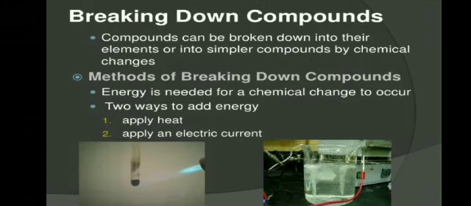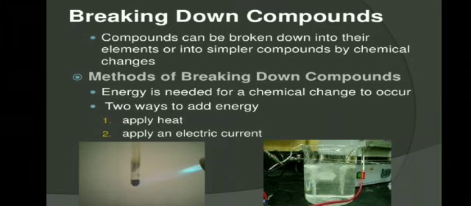So, breaking down of compounds. Compounds can be broken down into their elements or into simpler compounds by chemical changes. So a compound cannot be broken down by any physical means. We cannot separate table salt into sodium and chlorine again by physical means, but it can be separated only by chemical means, that is, by chemical reactions.